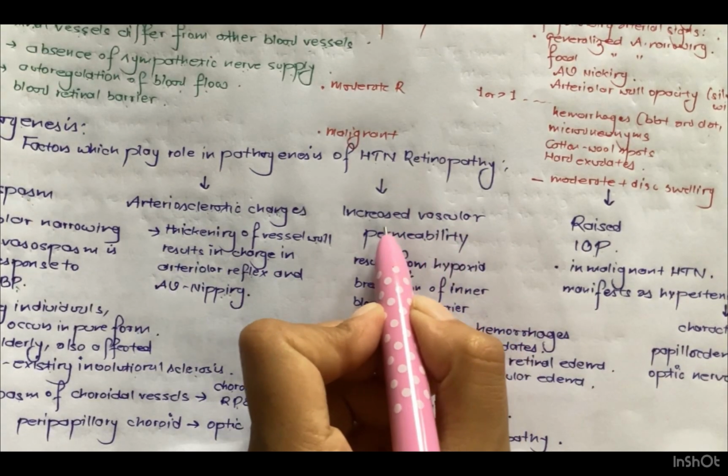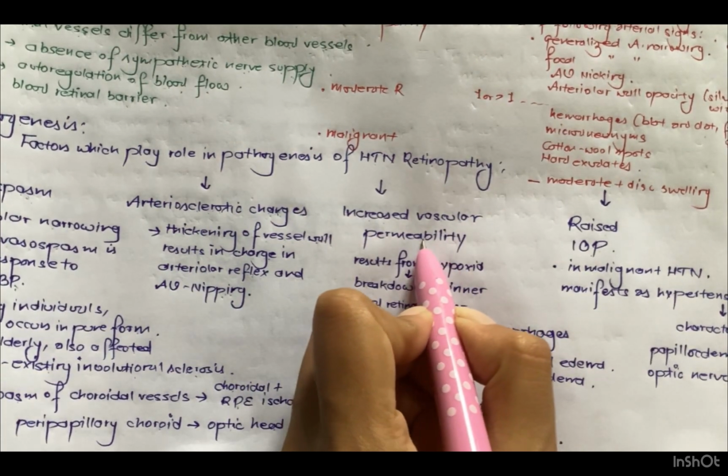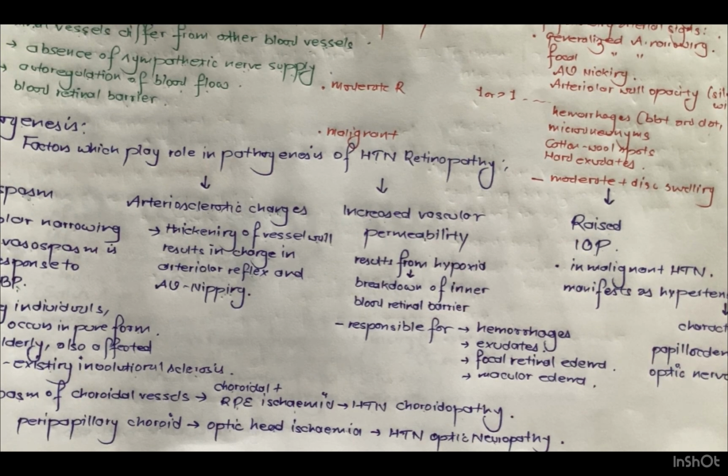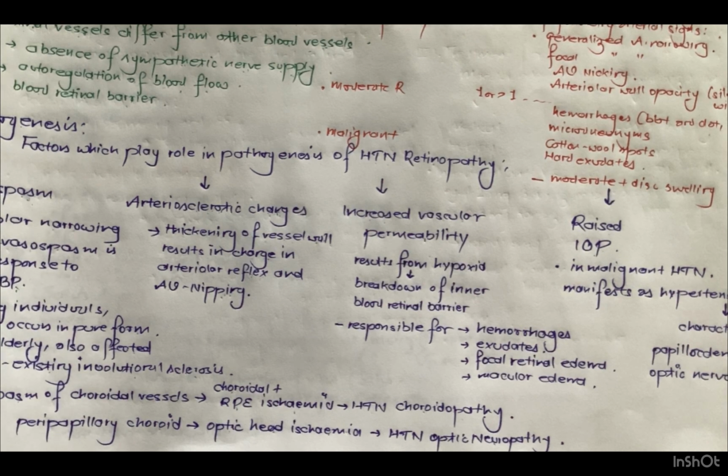And the next factor is increased vascular permeability. As we all know, vascular permeability refers to the ability of the blood vessels to allow substances such as fluid and certain molecules to pass through their walls. Under normal circumstances, the blood vessels in the retina are tightly regulated to prevent excessive leakage of fluid and other components. But however, in the presence of chronic hypertension, several changes can occur that lead to the increased vascular permeability, like endothelial cell dysfunction and damage to vessel walls.